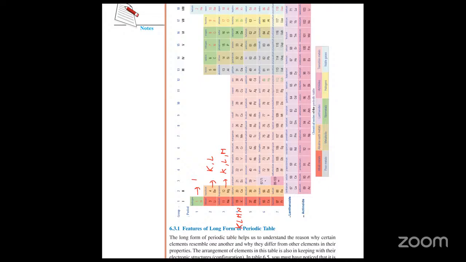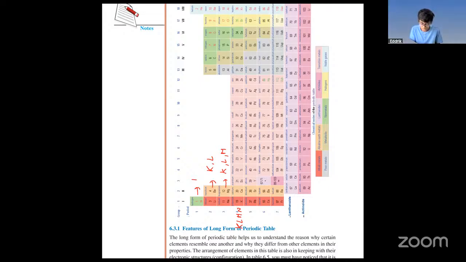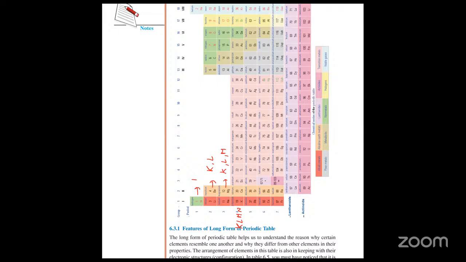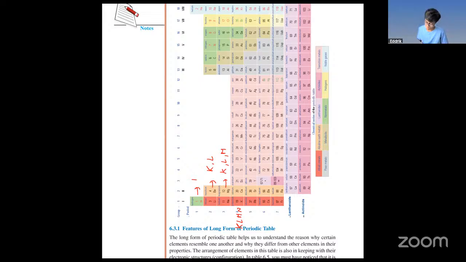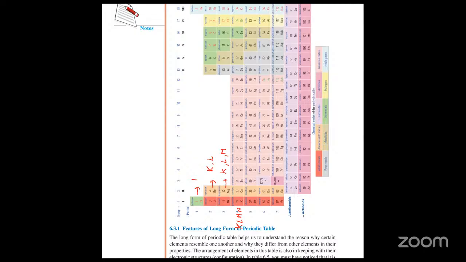So, sir, period 1 is 1 shell, period 2 is 2 shells, period 3 is 3 shells, 4, 5, 6, 7. So like this, shells are increasing period by period. But the number of valence electrons is by group. Number of shells is by period. Yes, correct. Good.